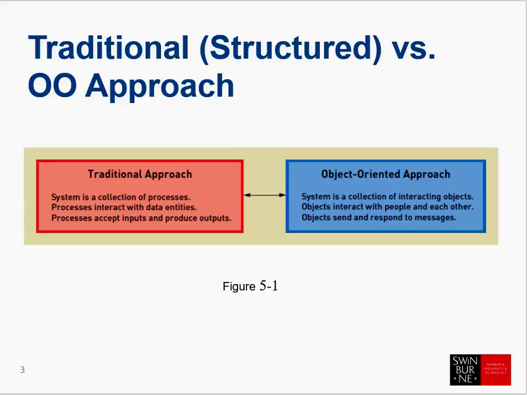Basically, the traditional approach views a system as a collection of processes. Some processes are performed by people and some processes are performed by computers or applications. So traditional computer processes are much like procedural computer programs. They contain instructions that execute in a sequence, one after another.